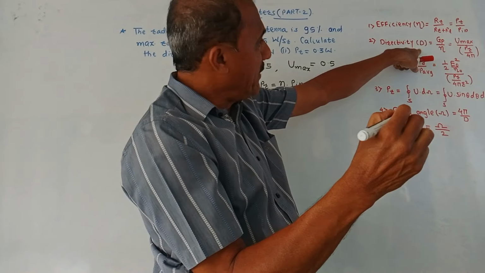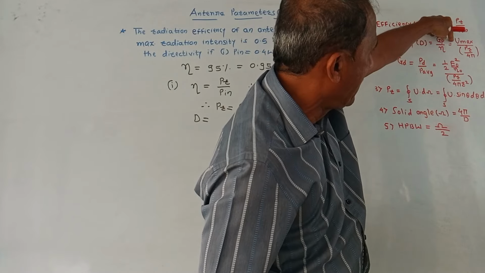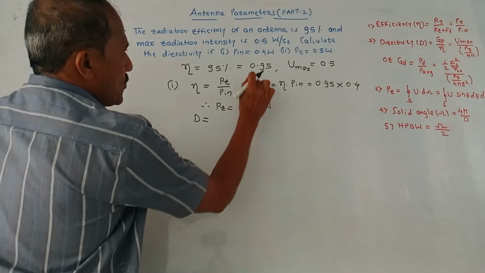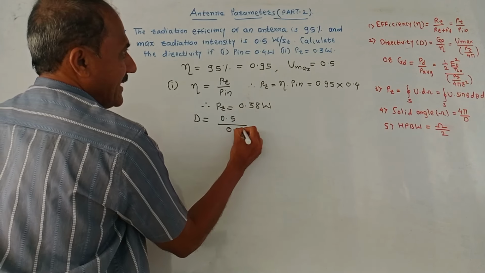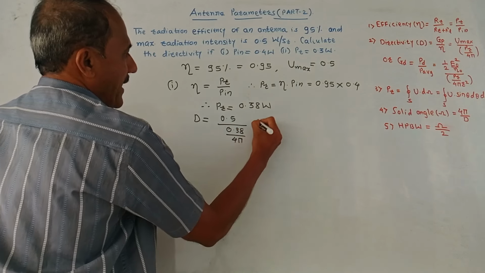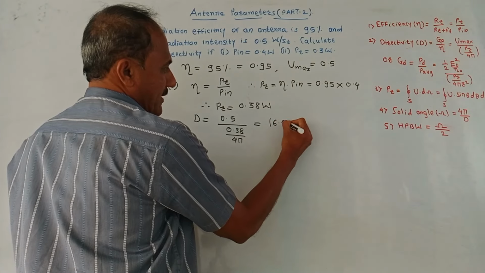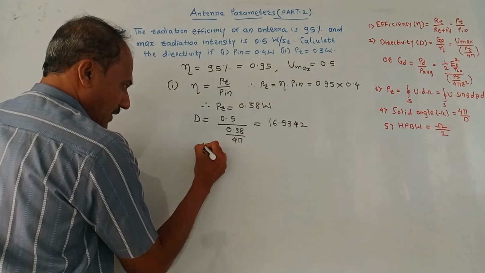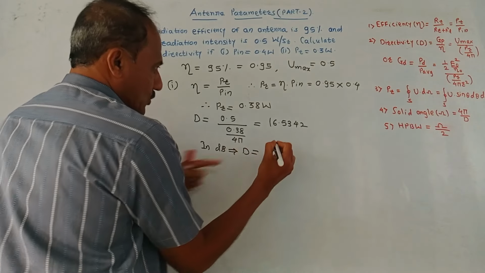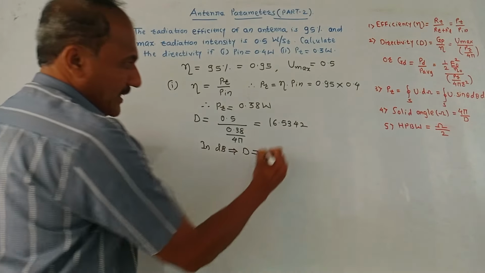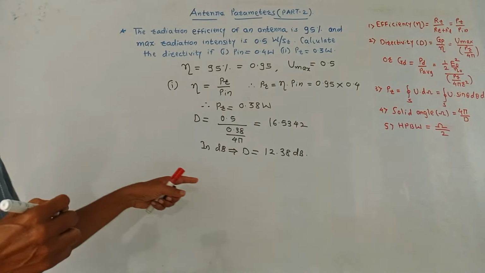Now we have the ready-made formula of directivity. So D is equal to, do remember I am making use of the second formula, U max upon PR upon 4 pi. U max is given as 0.5 divided by PR, PR is 0.38 divided by 4 pi. So you need to solve it on the calculator. It is 16.5342. Again, we want the value in dB. So in dB, the value of D is equal to 10 log of this value. So 10 log of this value is 12.38 dB. This is the answer of the first part.